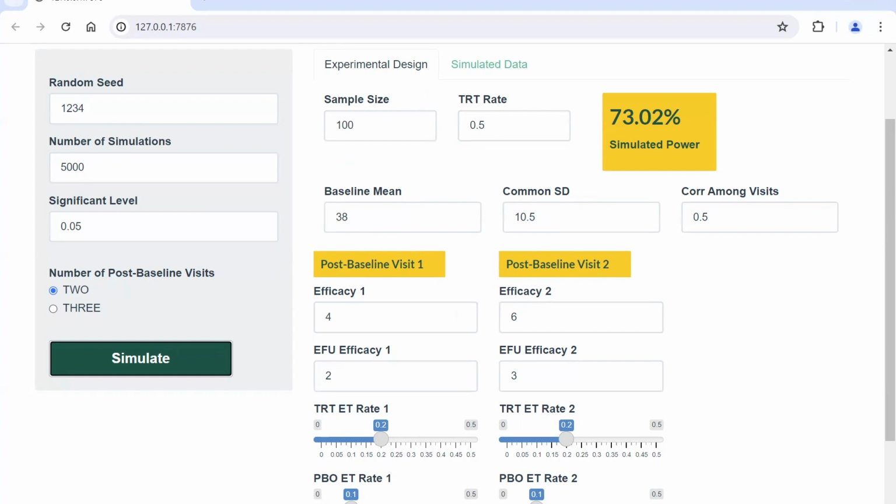Moving on to example number 2, which illustrates the simulation of clinical trials that handle ICEs using the hypothetical strategy, assuming that none of the ET subjects who discontinue treatment before post-baseline visit 1 would provide efficacy data at EFU visits 1 and 2, and none of these ET patients who discontinue treatment between post-baseline visit 1 and post-baseline visit 2 would provide efficacy data at EFU visit 2. Next, the model will handle all the missing data implicitly by assuming missing at random.